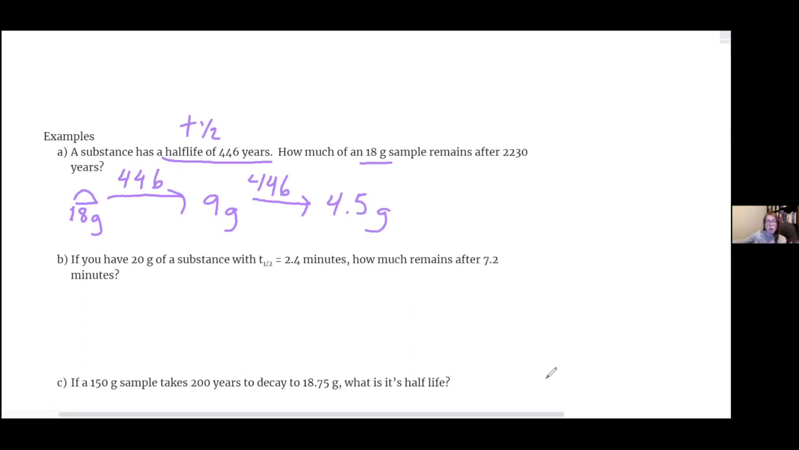Now we want to know how much remains after 2,230 years. Every time I cut the sample in half, from 18 to 9, from 9 to 4.5, it takes 446 years. So if I want to see how many arrows I'm going to have to draw, how many times I'm going to have to cut this in half, I can take the total amount of time divided by how long each half-life is, and that'll tell me the number of half-lives, the number of arrows, the number of dividing by 2.